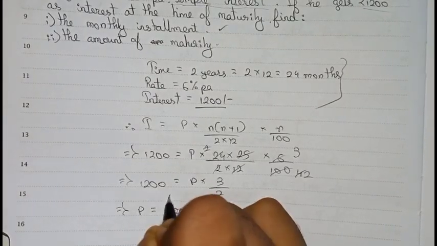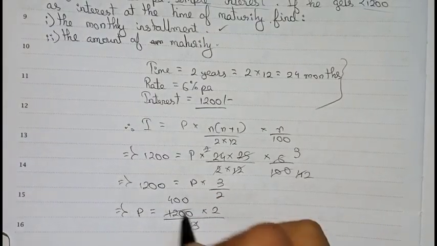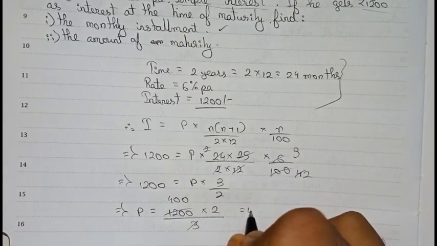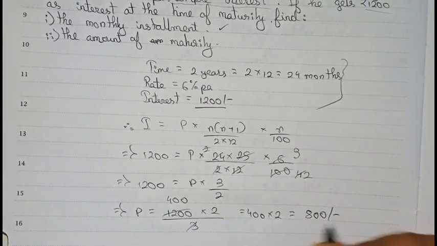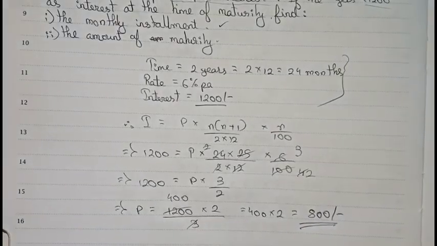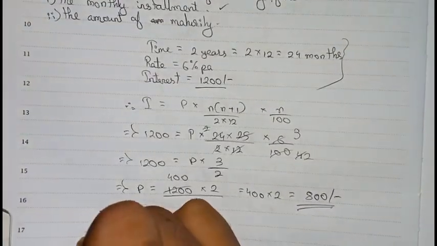So rearrange it. So 3 4s are 12. So 400 into 2. So 400 into 2 will become 800. So this is the monthly installment. So number 1 answer.